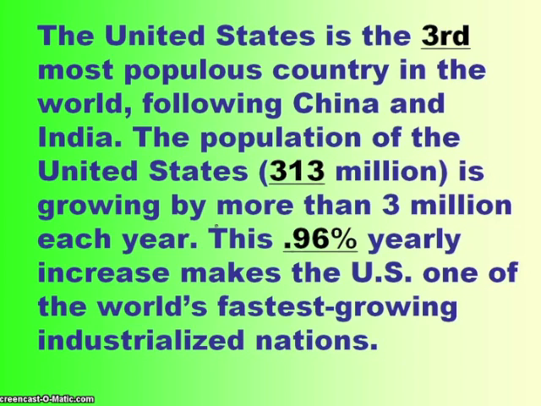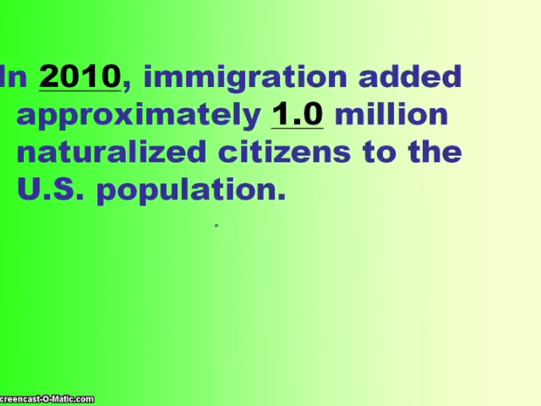Now, last I checked, our growth rate was 9.6% yearly, and it does make us one of the world's fastest growing industrialized nations or developed countries. Now, in 2010, immigration actually added approximately 1 million people to our country, 1 million naturalized citizens. So not everybody who's being added to the population is being born here. A lot of times people are moving to our country, which is understandable. We've always been a melting pot for the world. People have always come to the United States.